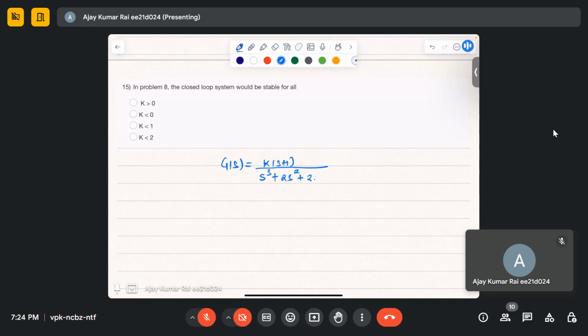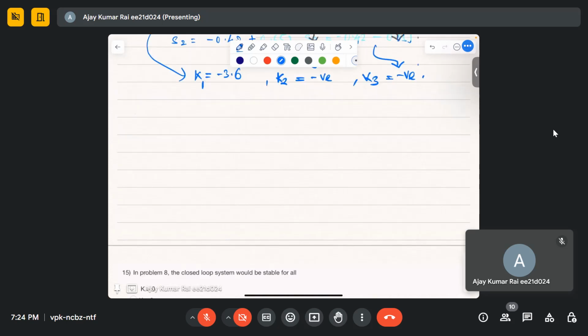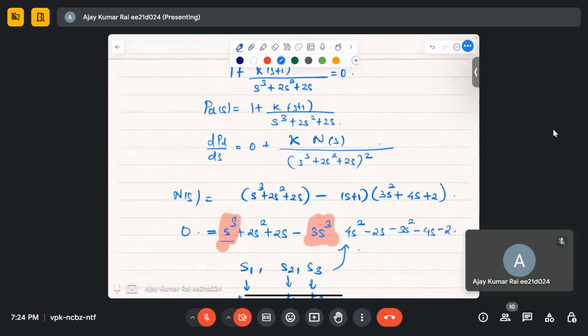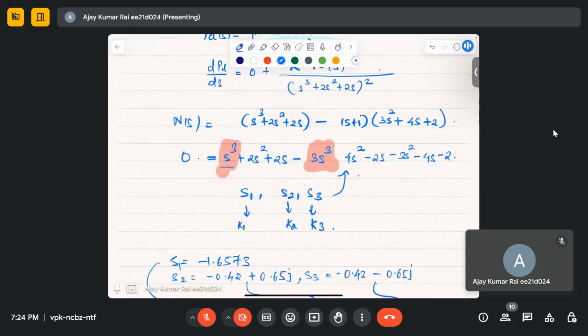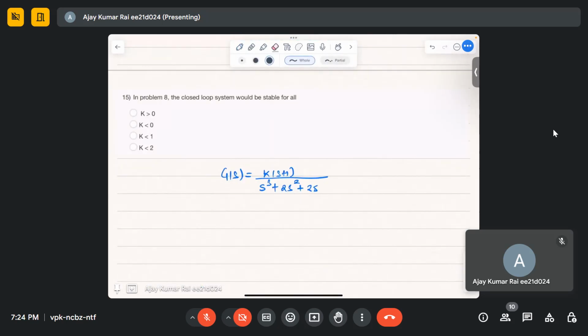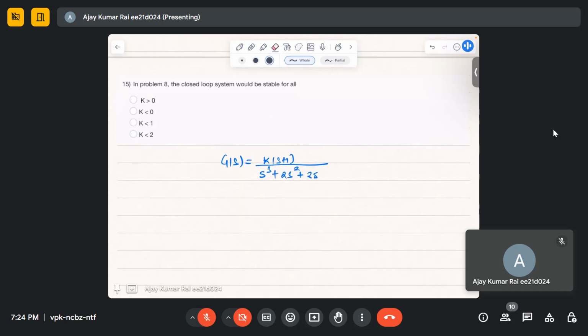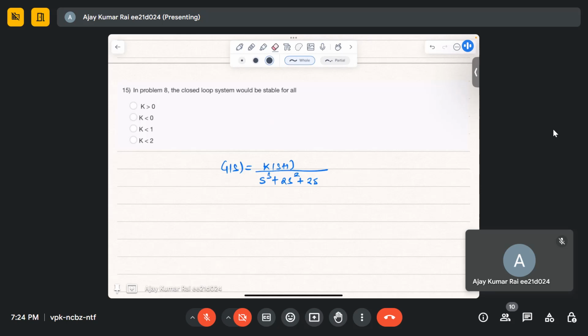So this was the open loop transfer function, K into (s + 1) over s cube plus 2s square plus 2s. So the closed loop transfer function would be stable for which values of K? We have done many problems on that. Can you tell me how to find the stability for this?